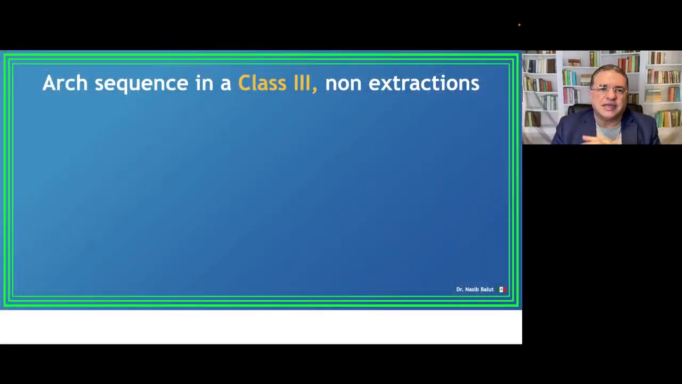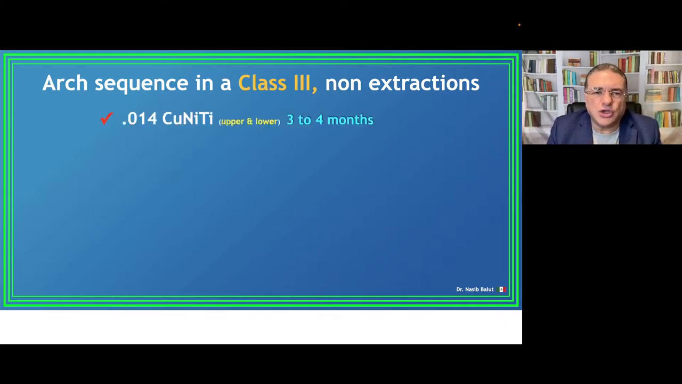So now, let's see what is my archwire sequence in class 3 non-extraction cases that I use most of the time. This is very important. Usually I start with 014 copper nickel-titanium, upper and lower.